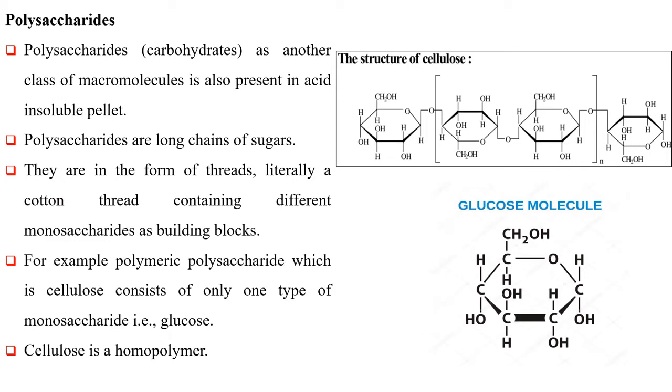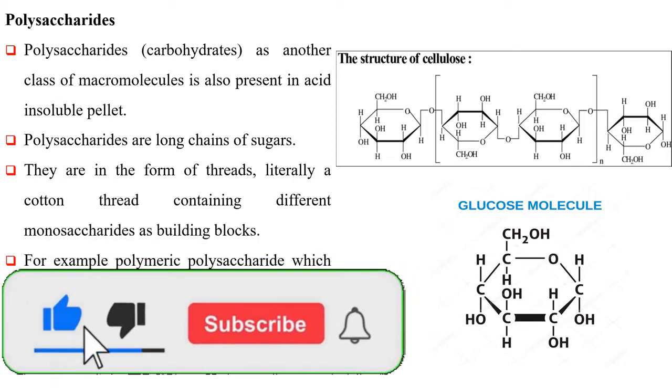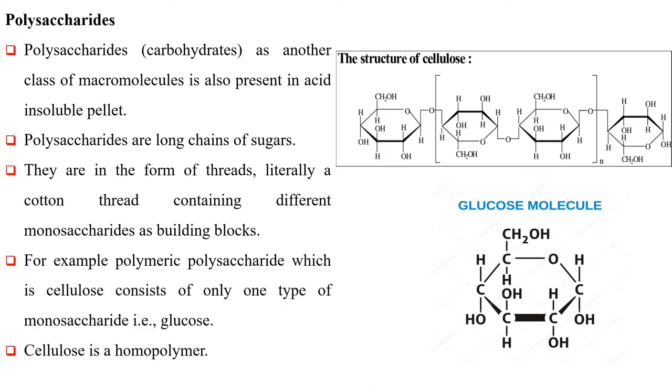Polysaccharides. Polysaccharides, another class of macromolecules, are also present in the acid-insoluble pellet. Polysaccharides are long chains of sugars. They are in the form of threads, literally like a cotton thread, containing different monosaccharides as building blocks. For example, the polymeric polysaccharide cellulose consists of only one type of monosaccharide, that is glucose. Cellulose is a homopolymer.